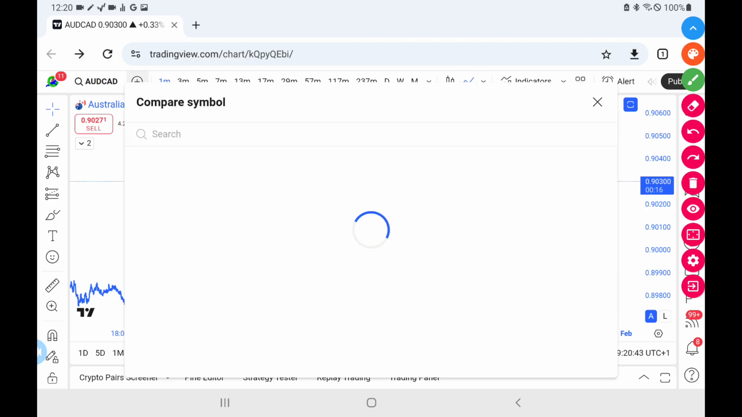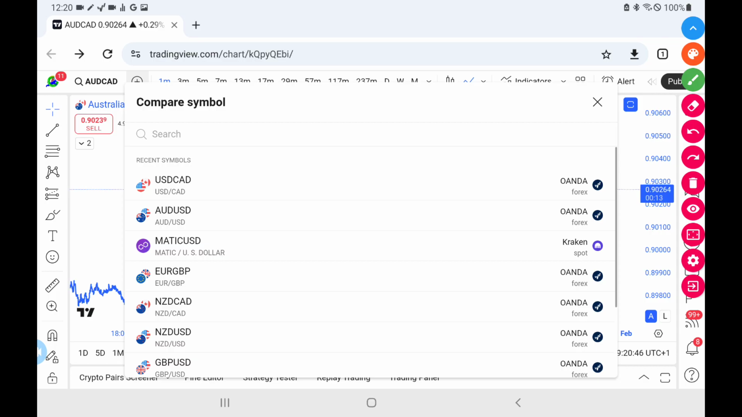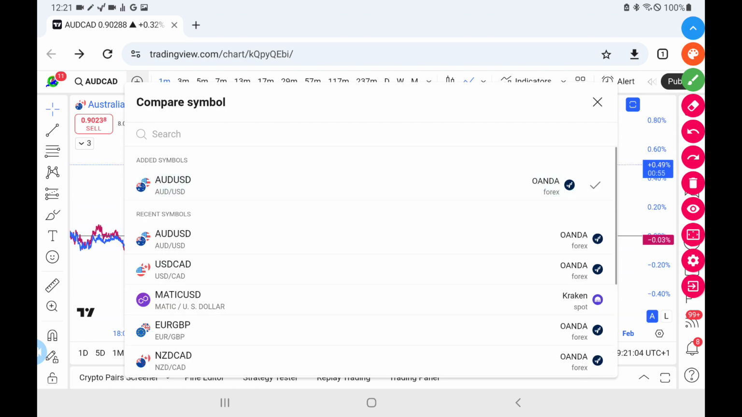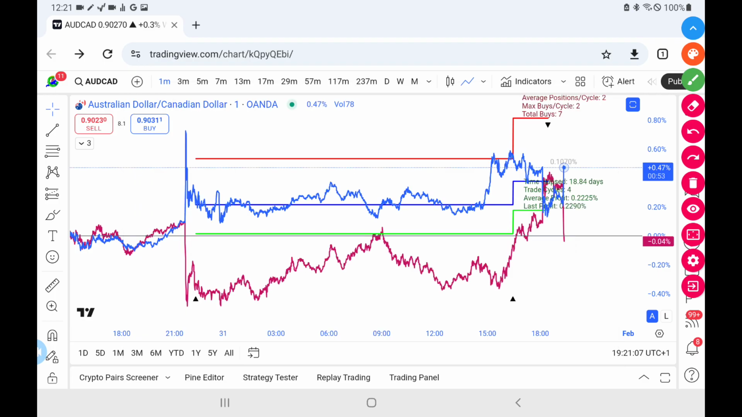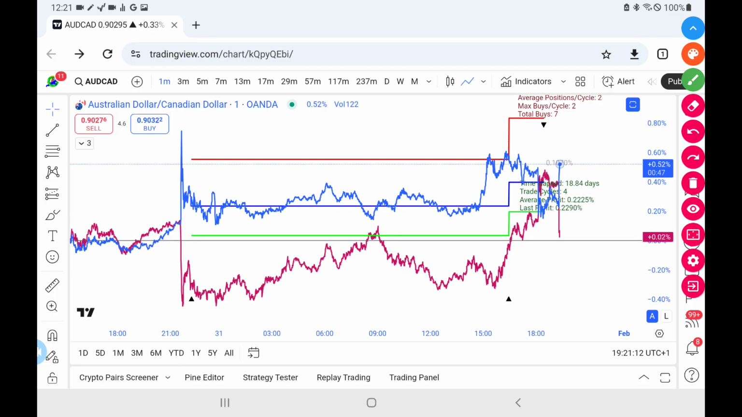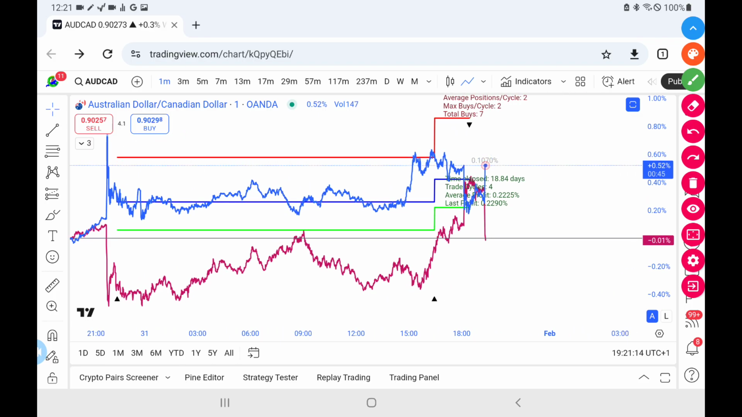So we press it, and Australian dollar Canadian, it's the Australian US dollar on OANDA, and we're going to pick the same percent scale. We want to be able to compare the scales, and that's important. So we can see here something that's very important about this pair, and that is if we see the prices are closely aligned.